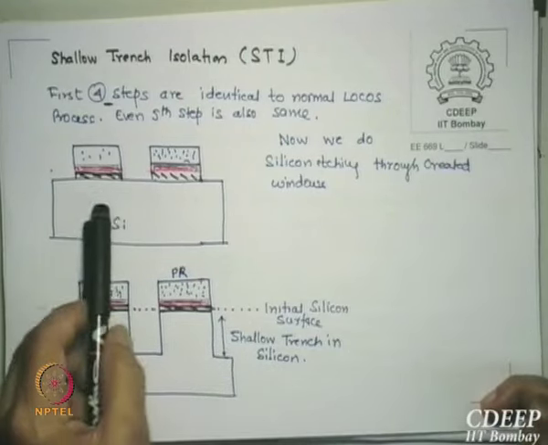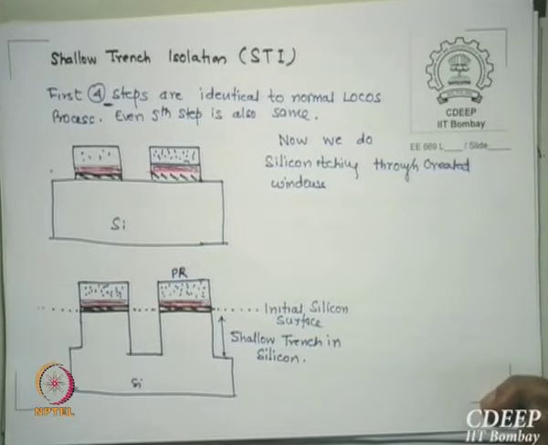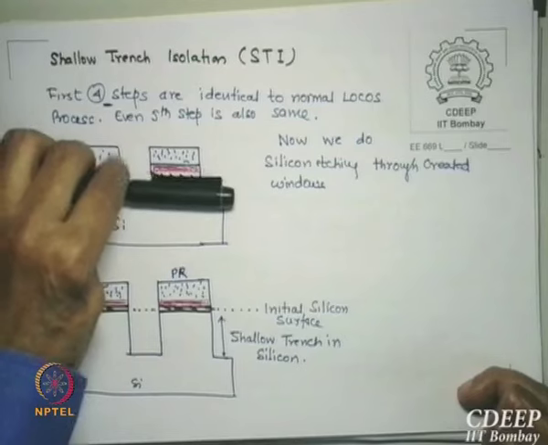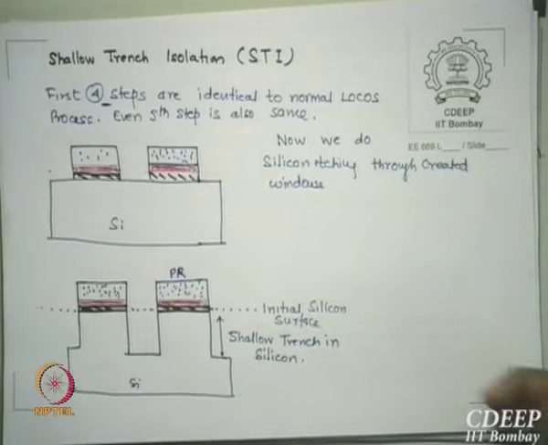However, I have now oxide, nitride, resist and isolated. This is the same as what was done earlier for LOCOS. Before LOCOS oxidation starts, this is the step which is common for both. Now, please remember, this is my initial surface where this oxide is. Is that okay? This is my initial surface, silicon.